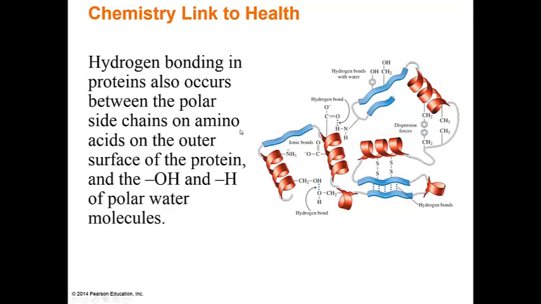Hydrogen bonding in proteins also occurs between the polar side chains of the amino acids on the outer surface of the protein, the OH and the H of polar water molecules. And this is why water is so important to the function of our lives, okay? Because it's working within the system of not only heating and cooling, but it's hydration. It works with the proteins. It's the building blocks of who we are.